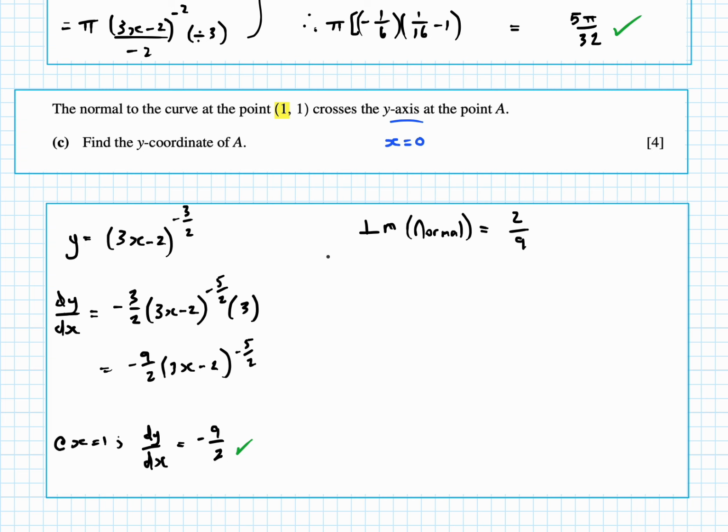Okay, from there, the equation of the normal. So we have a value for x and y. So y minus 1 is equal to 2 over 9, bracket x minus 1, close bracket. And then, of course, that first part we were given at the top was x equals 0. So using that information, y minus 1 equals minus 2 over 9, and of course y should be 7 over 9. And that was the last question for November 2021, Series 1.